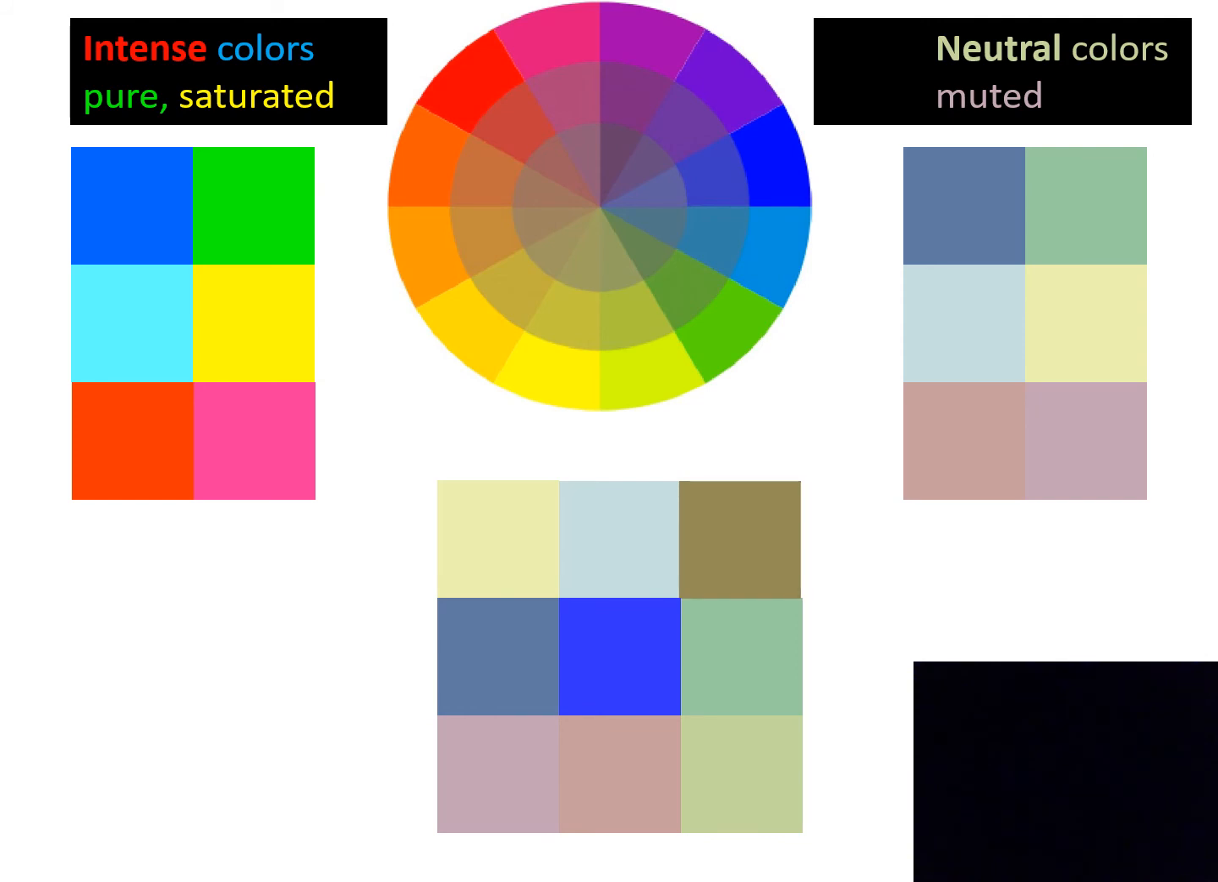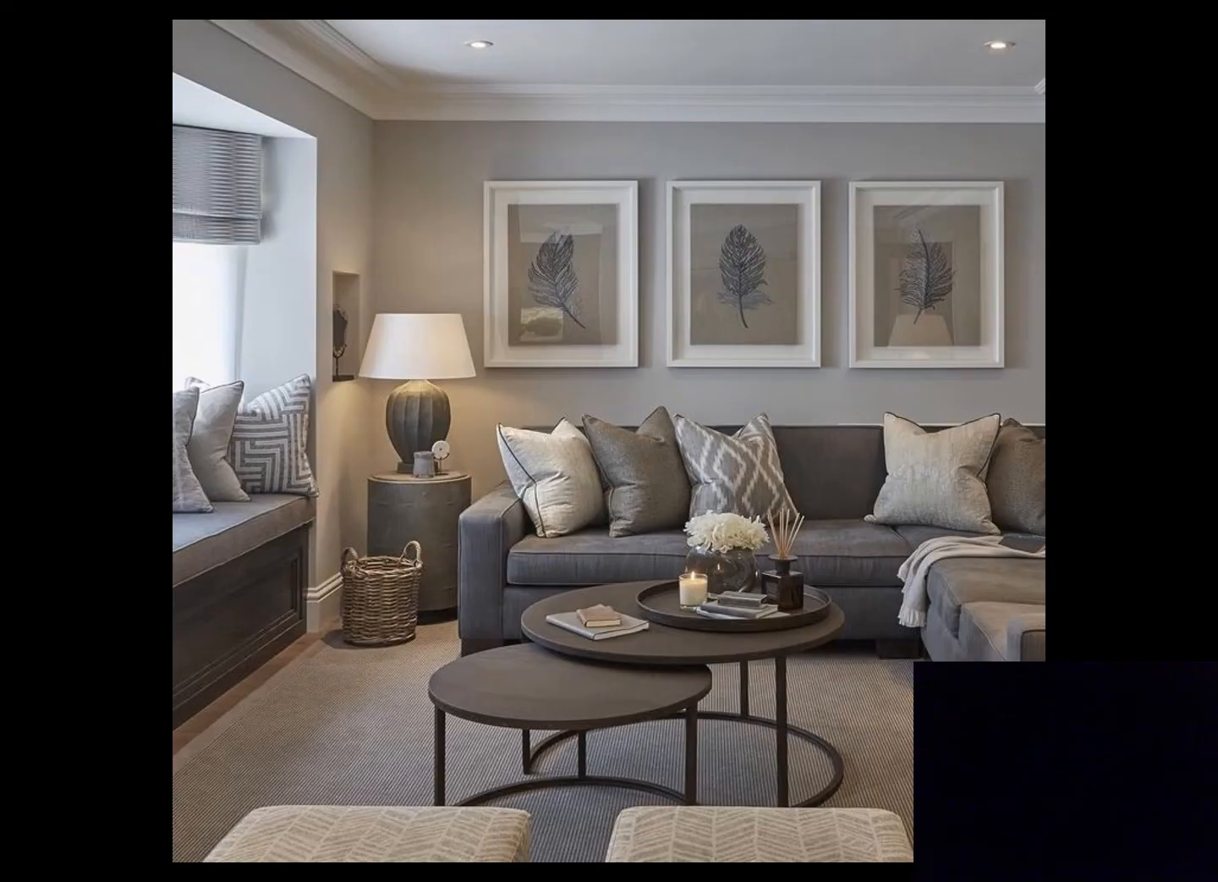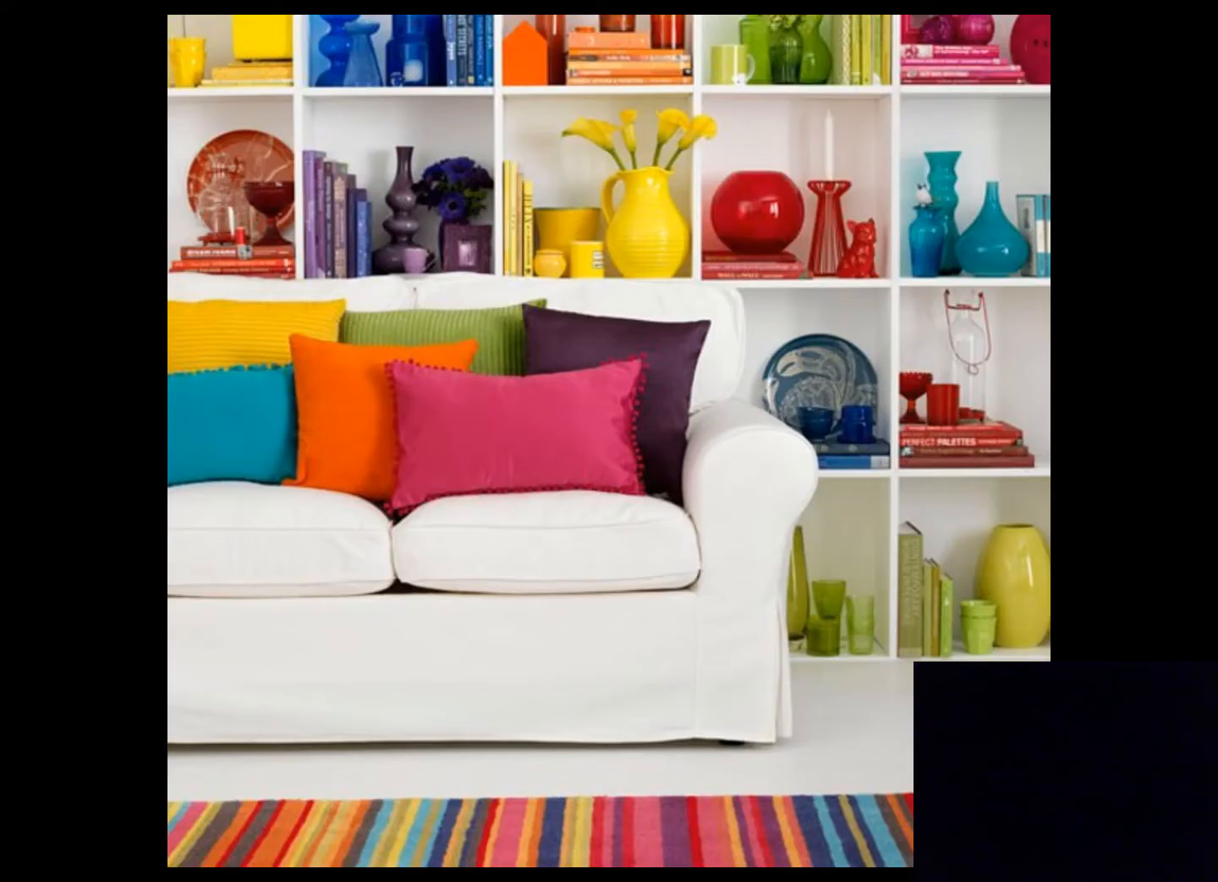Neutral colors tend to be more muted and toned down. Here we have an interior done with all neutral colors. And here's an interior done with intense or saturated colors.